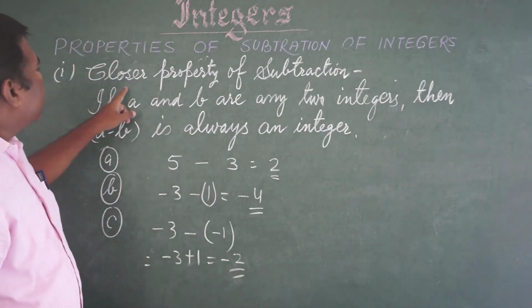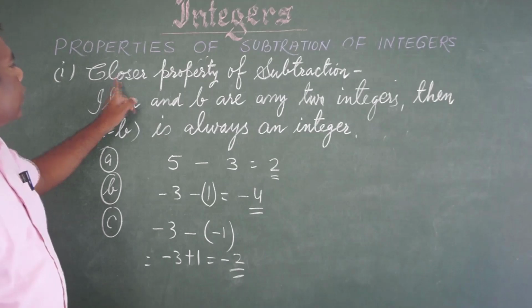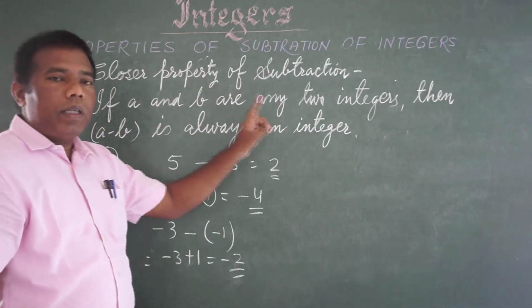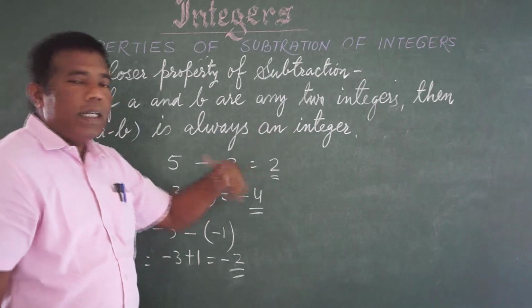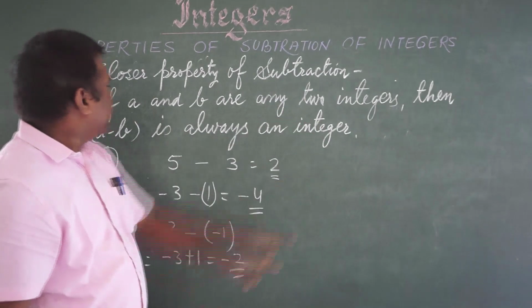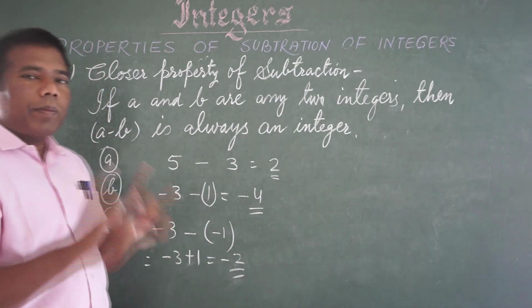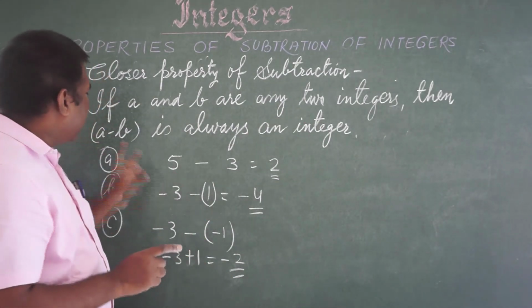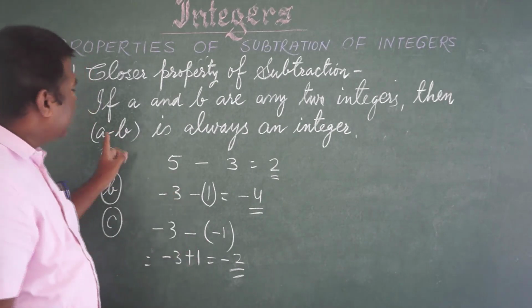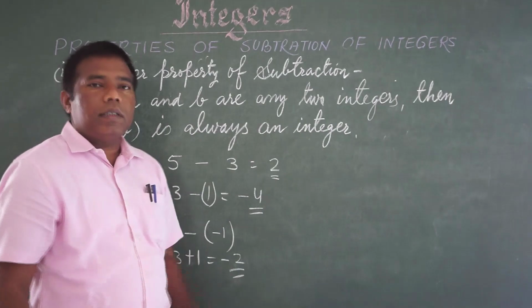The same as in closure property of addition we had seen, a plus b will always be an integer. In the same way, if a and b are any two integers, then if you are subtracting b from a, you will get an integer.